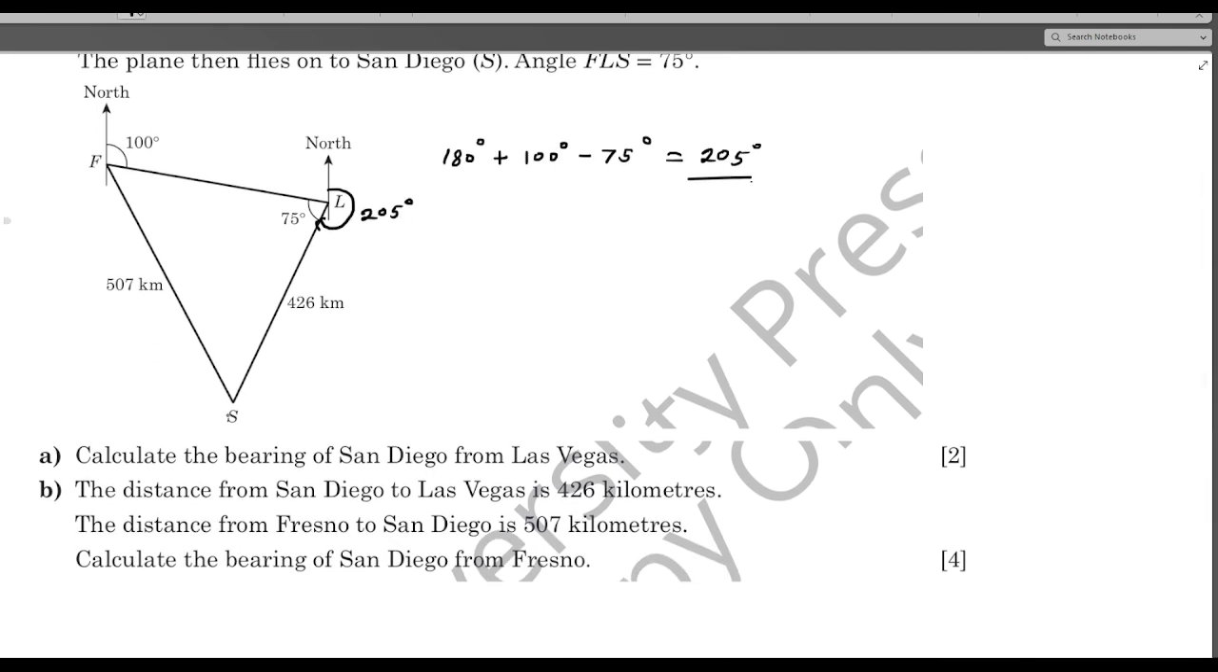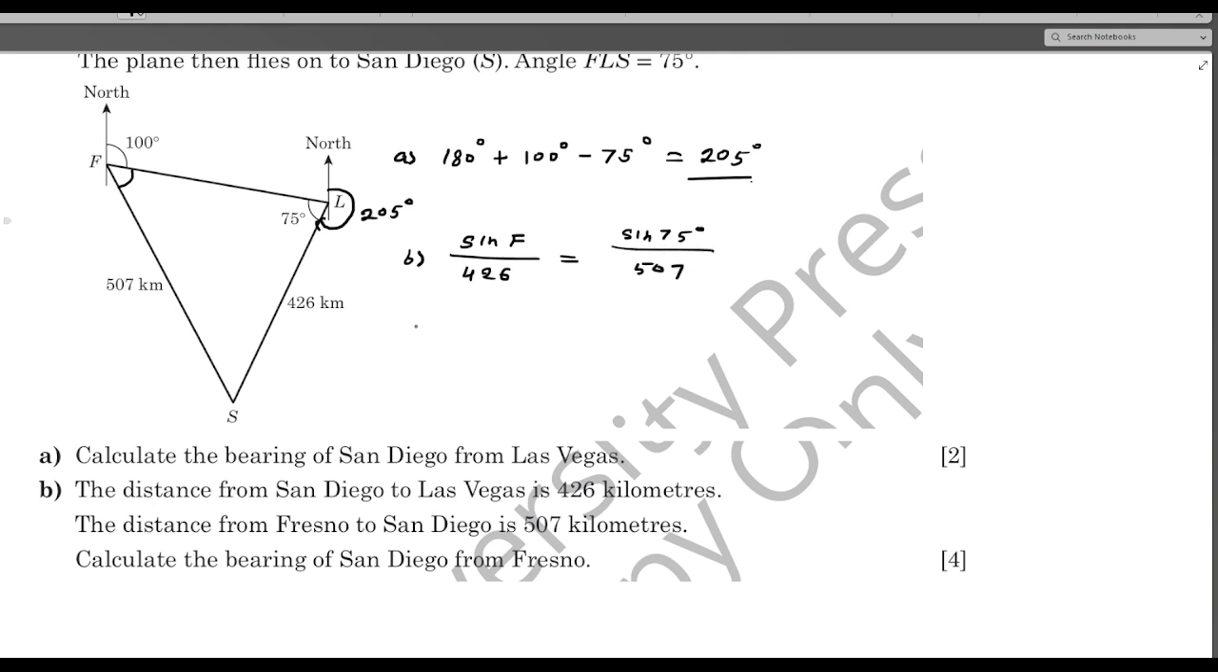Now I need to first calculate this angle. To calculate this angle, we will use sine rule. Definitely we will use sine rule. So this is your part A done. Now for part B, as I need to find out an angle, let me write the angle on the top. I will say sine of angle F divided by 426. I can write my sine rule like this also. It is going to be equal to sine of 75 degree divided by 507.